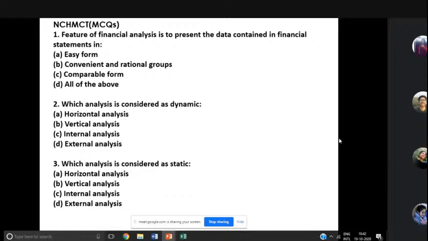What about dynamic one? Horizontal analysis, because you are comparing the financial statements of 2 or 3 consecutive financial years. Therefore, dynamic. Which analysis is considered as dynamic? Horizontal analysis. Which analysis is considered as static? It is vertical analysis. Because normally for vertical analysis, you take only 1 year data. Normally for horizontal analysis, you will take several years of data. You will be comparing the financial statements of different or consecutive financial years.